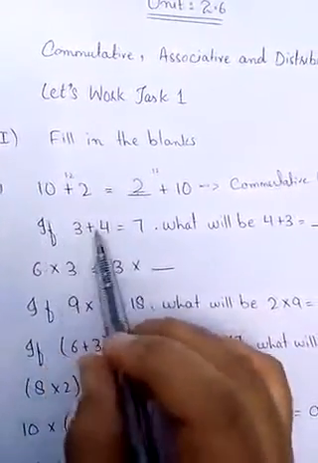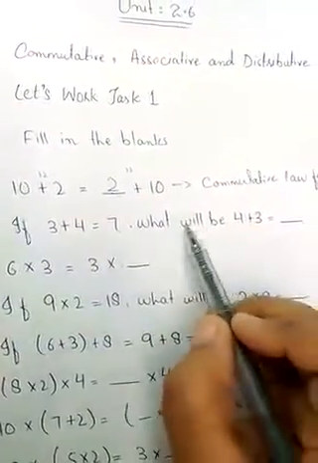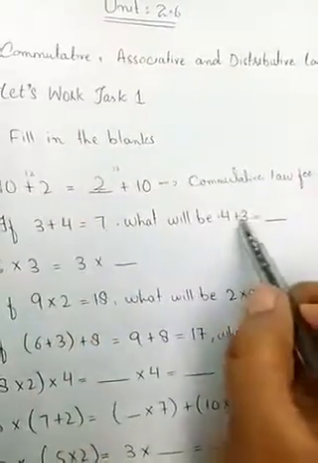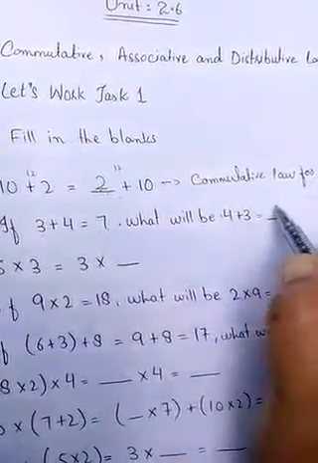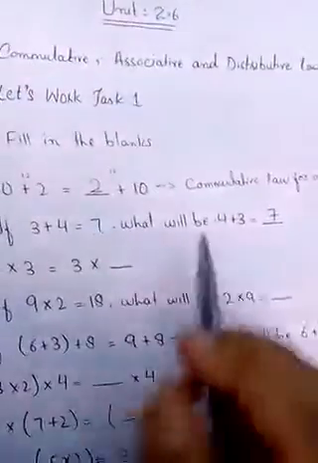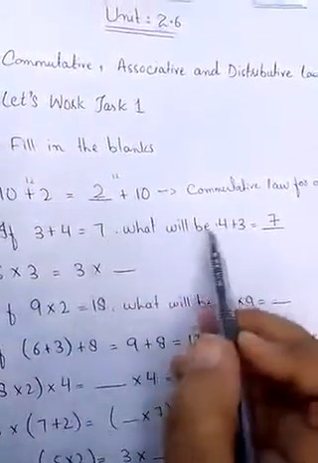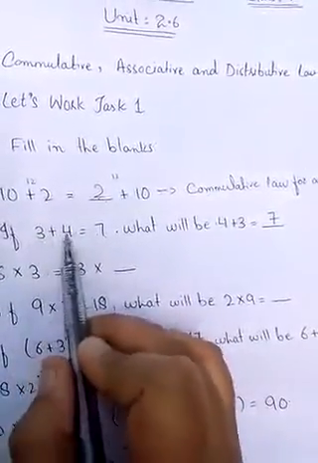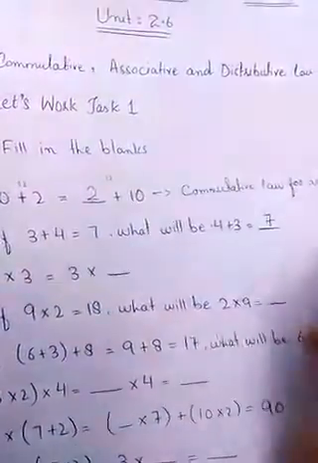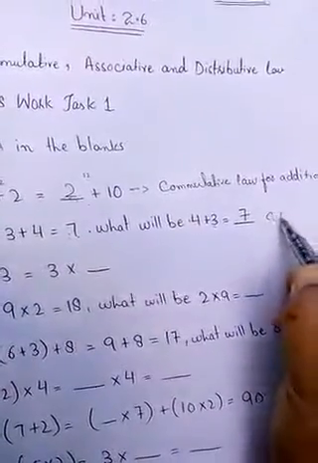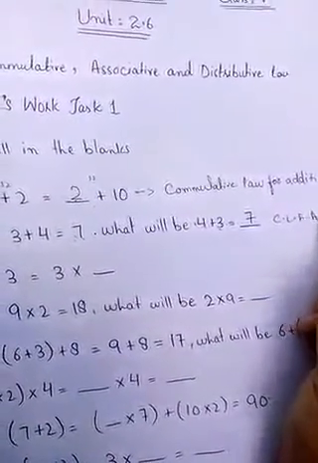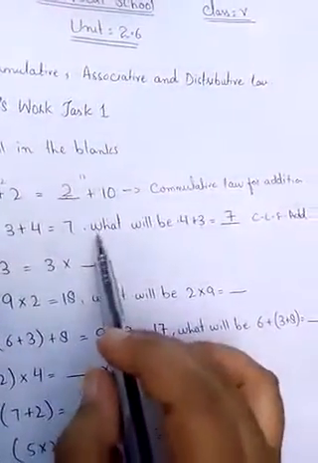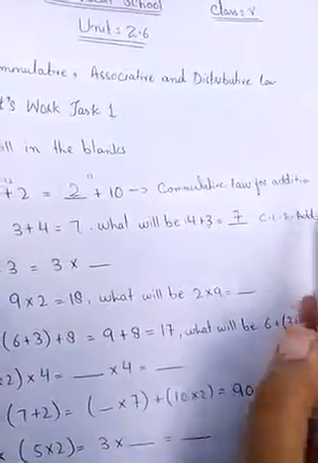Second one is if 3 plus 4 is equals to 7, so what will be 4 plus 3? 3 plus 4 is equals to 7 and 4 plus 3 is also 4, 5, 6, 7. So again we get the same answer and again we just change the place of the number. Here we had 3 and 4 and here we had 4 and 3. So this is also commutative law for addition. This statement also belongs to commutative law for addition.